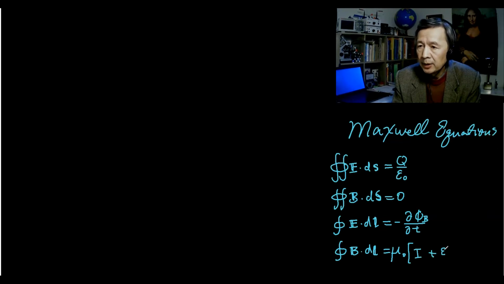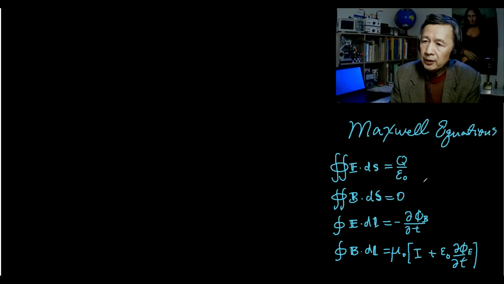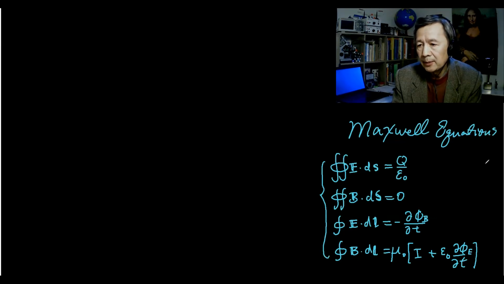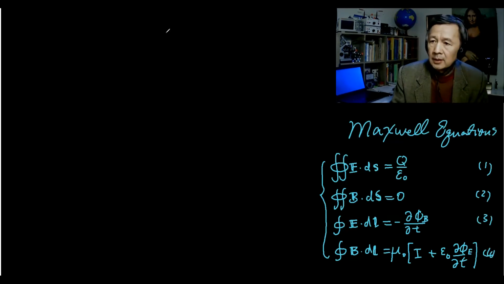The second term in this fourth equation was added by Maxwell himself, where phi E is the electric field flux. So these are the four equations. Can we just label them as 1, 2, 3, and 4? So these are the four equations.